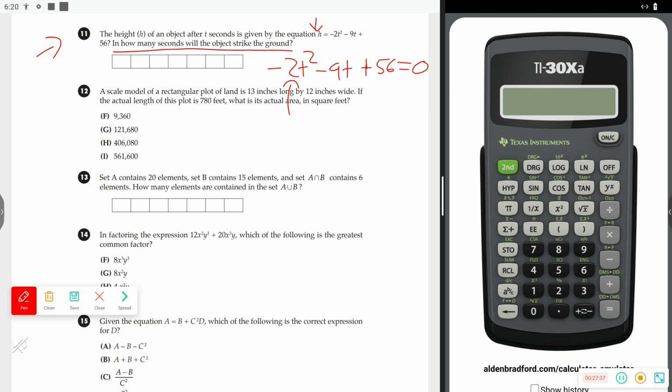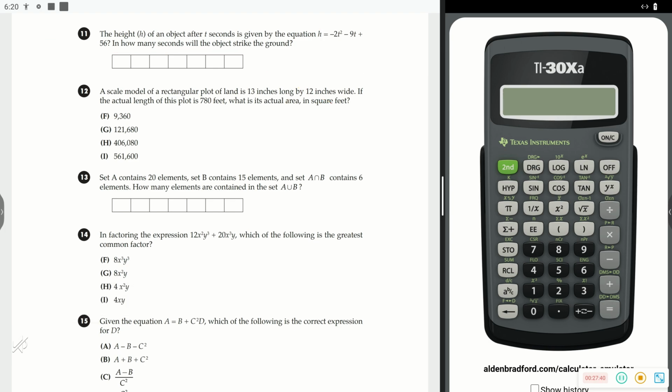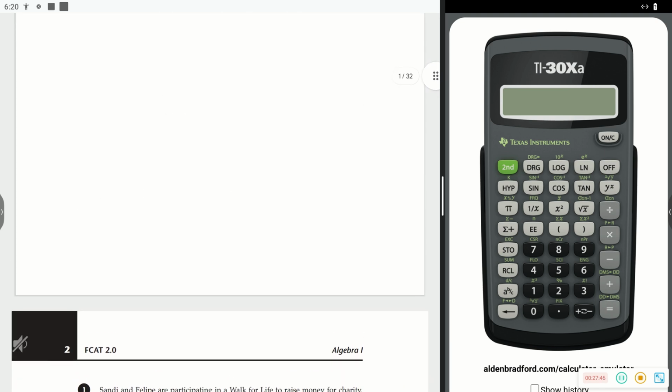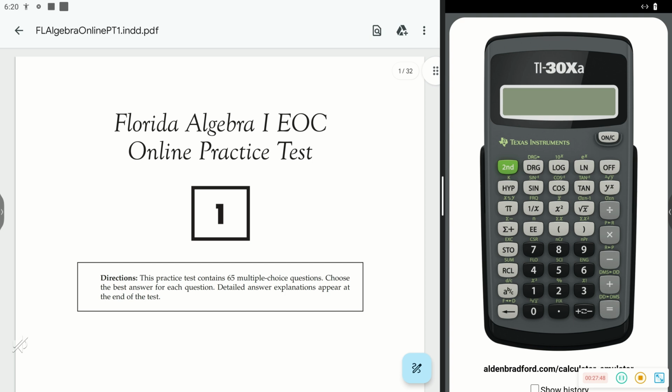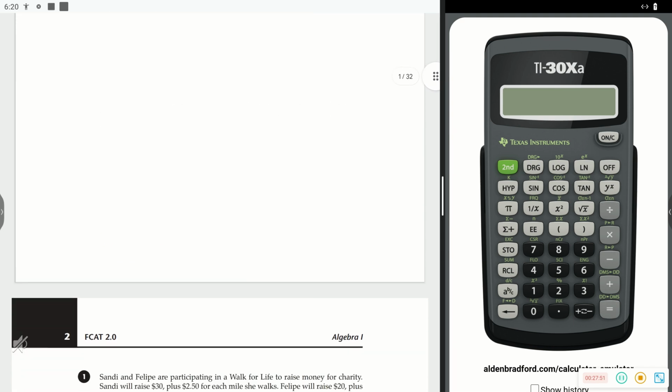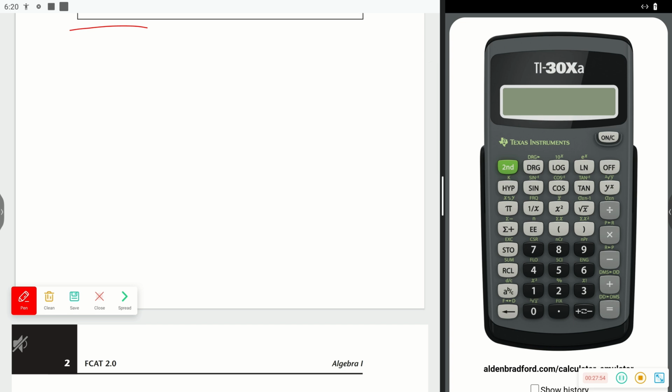So just because I don't really have any room to solve this here, I'm going to rewrite that at the very top of this sheet where it's nice and blank. So I'm going to solve it right here. Hopefully. Here we go. So again, the equation that we had was h equals negative 2t squared minus 9t plus 56 equals 0. So the first method I'm going to use is going to be the AC method.